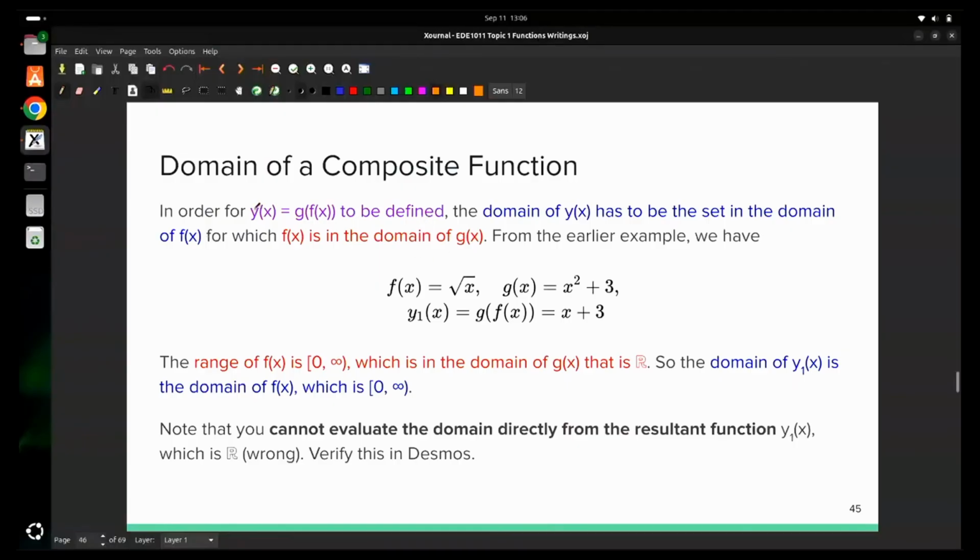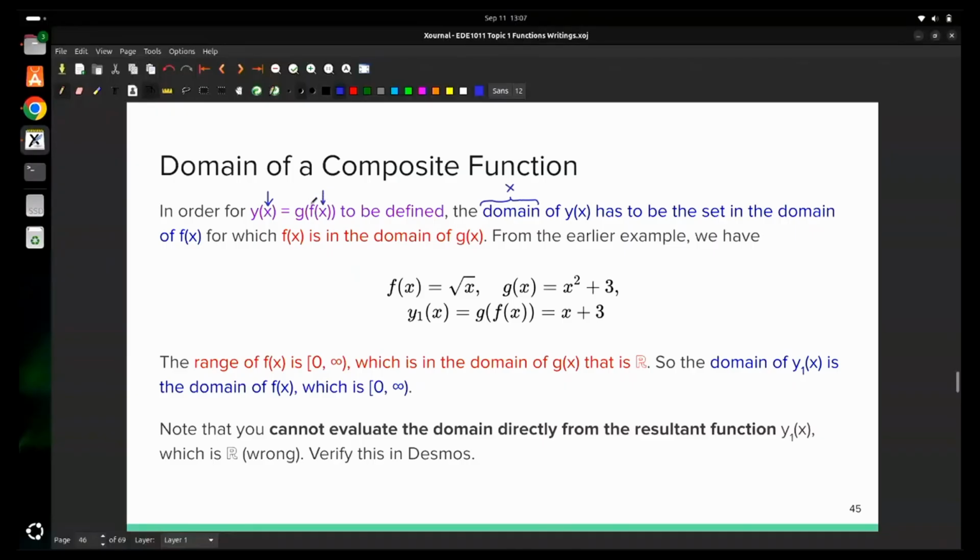Okay, you see, what is domain? Domain is x. This domain refers to x, the x values for which the function is defined. So which means we are looking at x. You can see here, the domain for y, which refers to the x values, must be the domain for f, because x is fed into f.